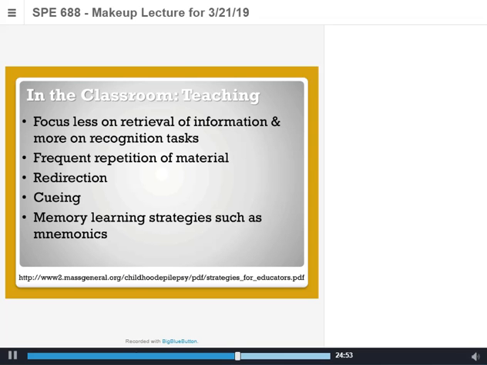So in the classroom, what do we do for teaching? This is some information from Massachusetts General. They also have some really nice things on their website, a reputable source. Focus less on retrieval of information and more on recognition tasks. Repeat material a lot, give a lot of redirection, sometimes cueing, and focus on learning strategies such as mnemonics when we do have to focus on recall.